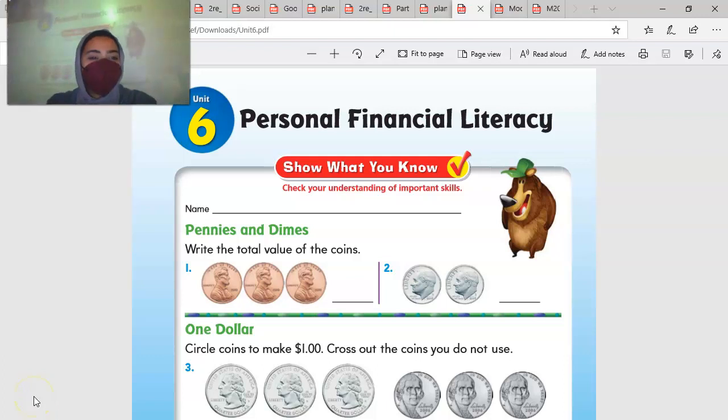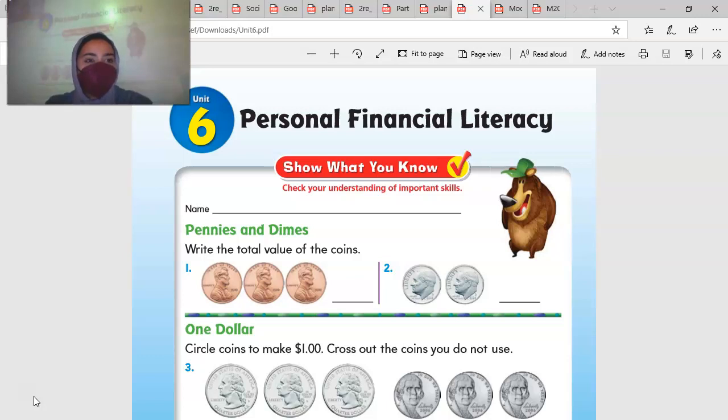Hi, welcome. We are going to do a Go Math lesson today. We're working on Unit 6, Personal Financial Literacy. We are finally done with graphs, pictographs, and making bar graphs. Before we start lesson 20.1, we need to go ahead and do the overview of the unit.